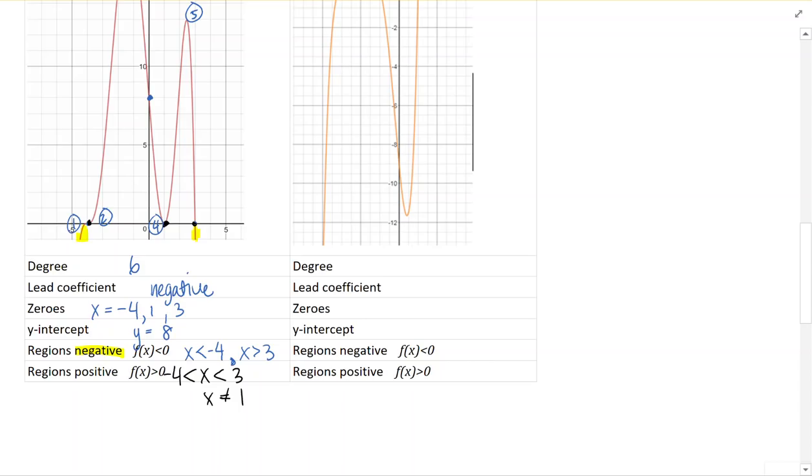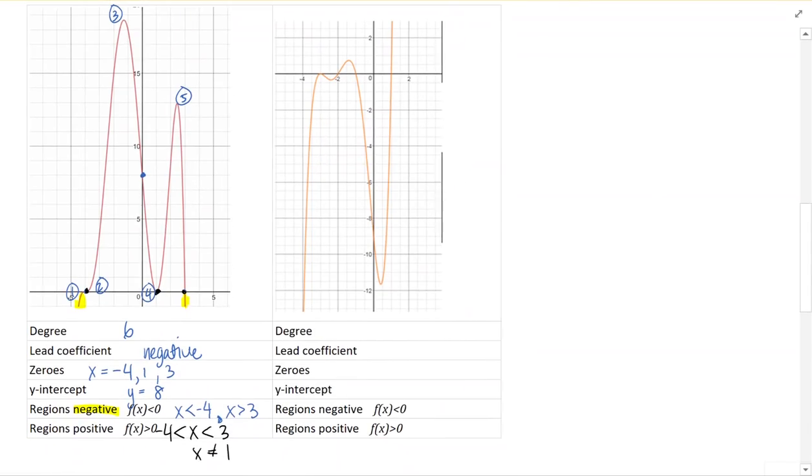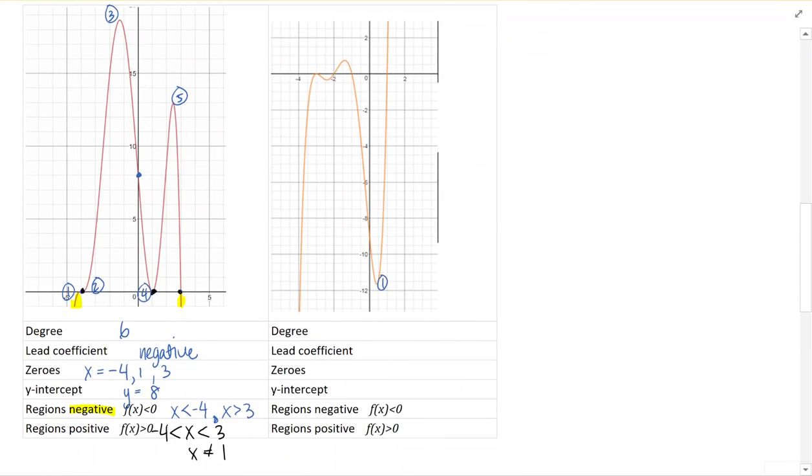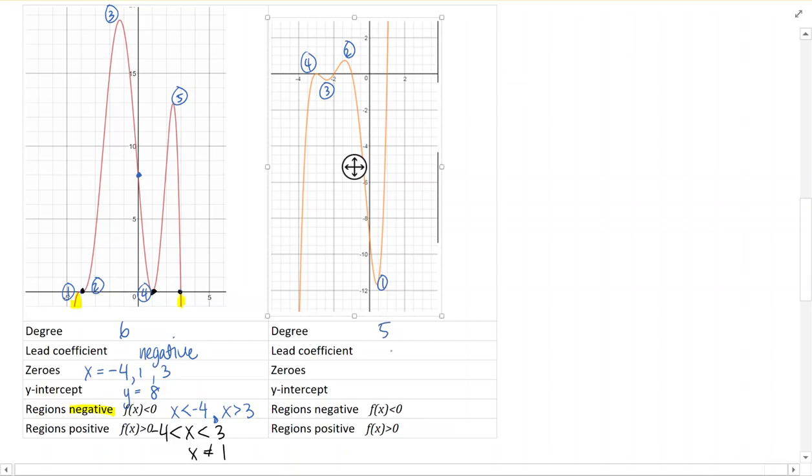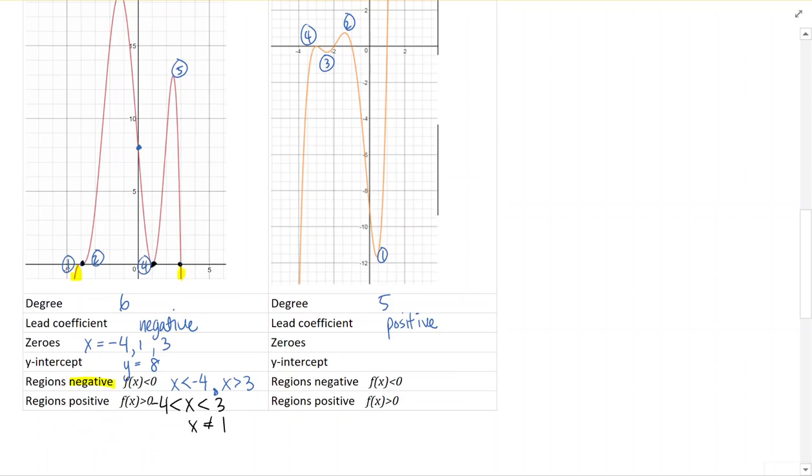Okay, looking at our other example here, the graph on the right, we do have 1, 2, 3, 4 bumps this time. So we have a degree 5 leading coefficient. With that particular shape, you should recognize this is a positive leading coefficient. Zeros are at -3 and at -2 and at 1. Y-intercept is actually over here, which is y equals -9.